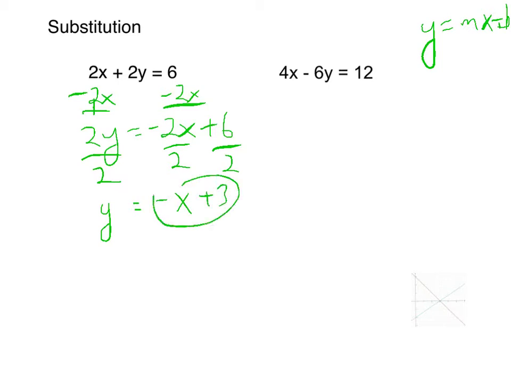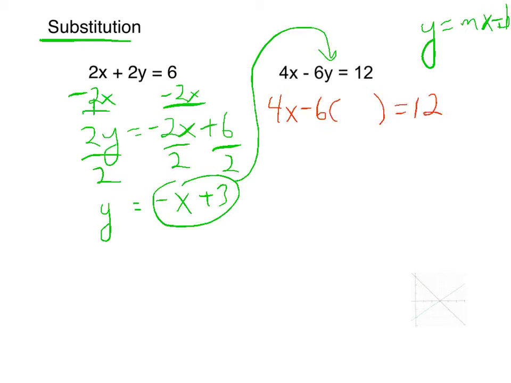Now that we know what y equals, we are going to take that and we are going to substitute it in. So let's do that. I now have 4x minus 6 times y equals 12. Well, we now know what y equals. y equals negative x plus 3. Notice here that we only have one variable. Whenever you have one variable, you can solve for it.